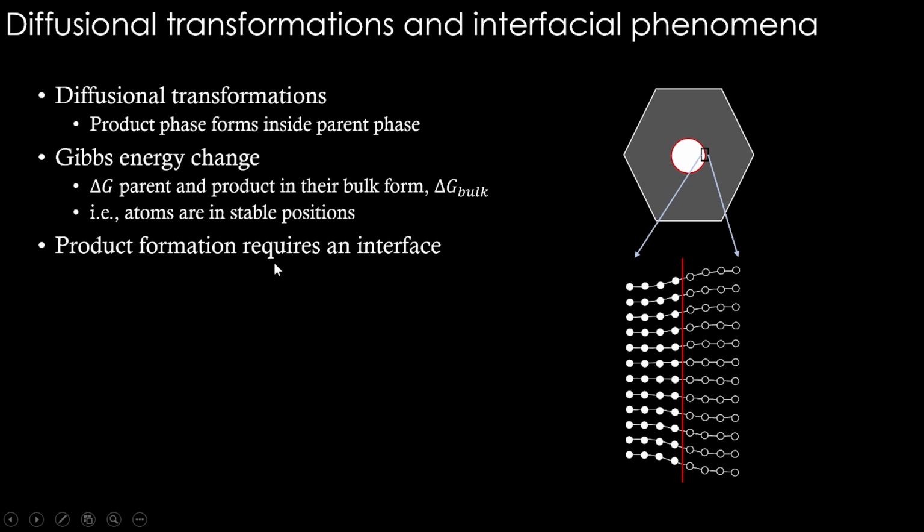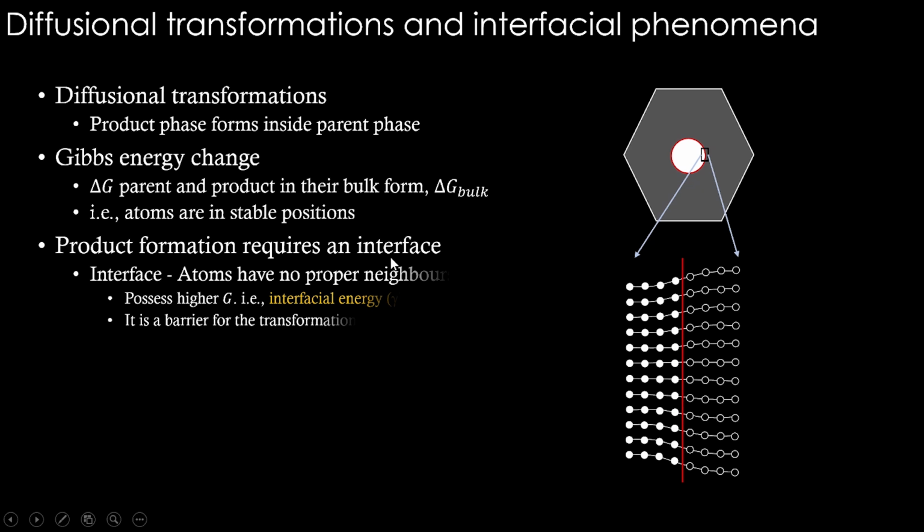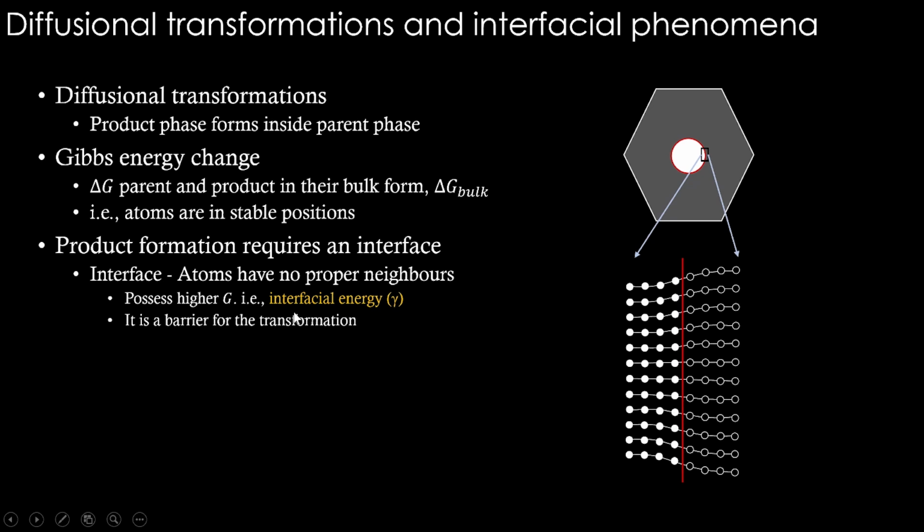So this product formation requires an interface. Interface atoms have no proper neighbors. Therefore, they possess higher Gibbs energy, and that is called interfacial energy. If they are on the surface rather than the interface between two phases, we call it surface energy. So this is interfacial energy here. It is a barrier for the transformation, isn't it? Because if atoms have to come into this configuration where they do not have proper neighbors to bond, it means we have to create atoms with a higher Gibbs energy. If at all a transformation has to happen and product has to form, at least a layer of atoms should be generated which have higher Gibbs energy, not the Gibbs energy of the product.